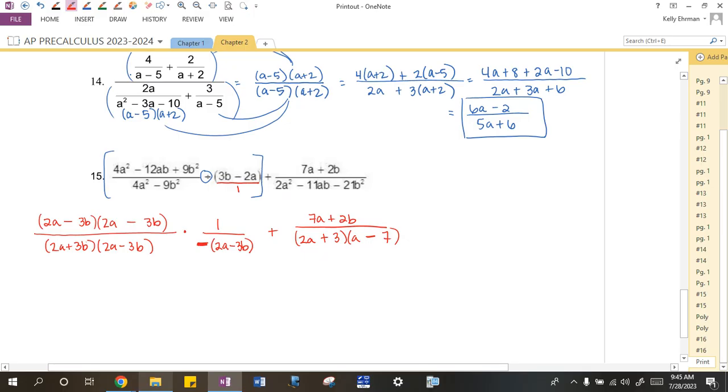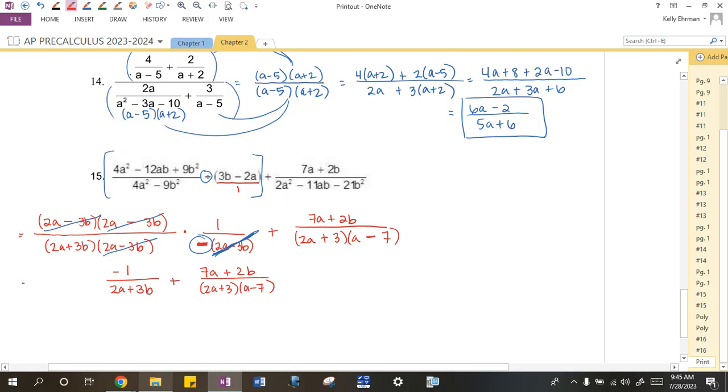All right, so let's cancel some items here. I have a 2a minus 3b over a 2a minus 3b. Those divide to 1. 2a minus 3b divided by this 2a minus 3b does divide out, but it divides out to negative 1 because there's a negative there still. Okay, so let's move this negative up here. We really have negative 1 over 2a plus 3b plus 7a plus 2b over 2a plus 3b times a minus 7b.